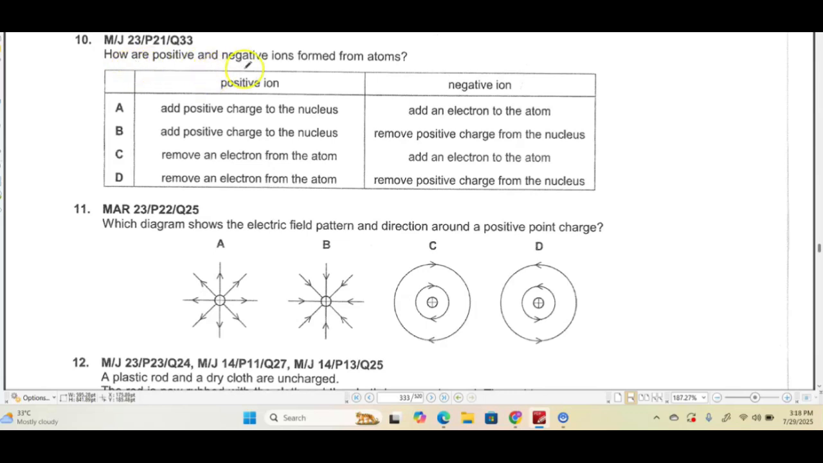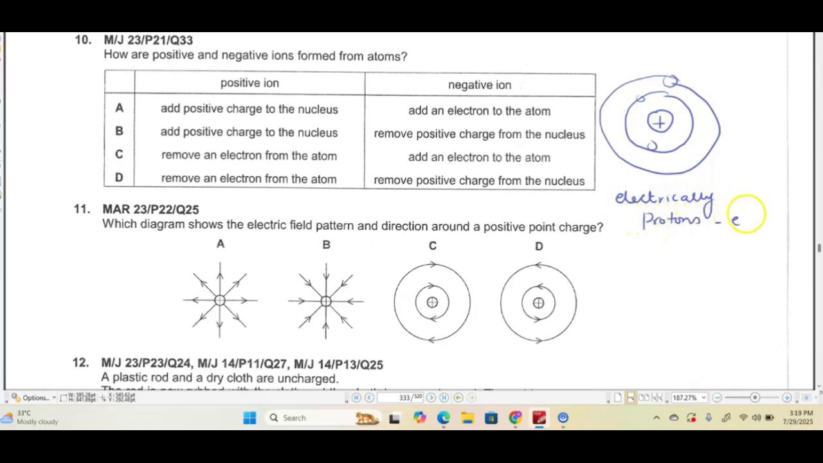Question number 10. How are positive and negative ions formed from atoms? Positive ions are formed when atoms lose electrons, and negative ions are formed when atoms gain electrons, because in atoms there is a positively charged nucleus, and the negative charge is in the electrons surrounding this nucleus. So if an atom is electrically neutral, it is because the number of protons and electrons are equal.